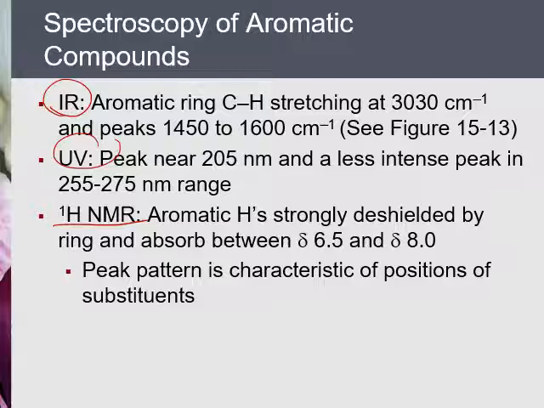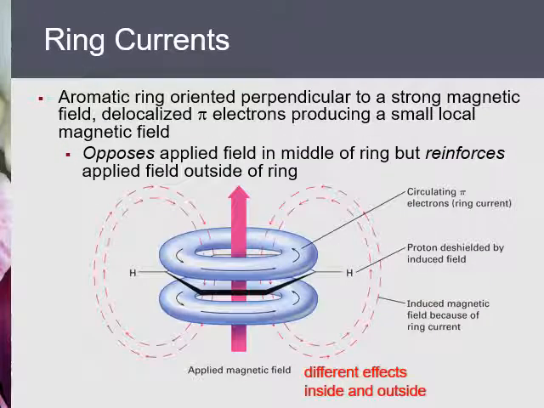In proton NMR, the range is from 6.5 to 8 ppm. As we explained before, due to the ring current, an induced magnetic field opposes the applied magnetic field inside the ring, but is parallel to the applied field outside the ring. And the consequence is that the hydrogen outside the ring feels a de-shielding effect, and the hydrogen inside the ring has a shielding effect. And this is called anisotropic.